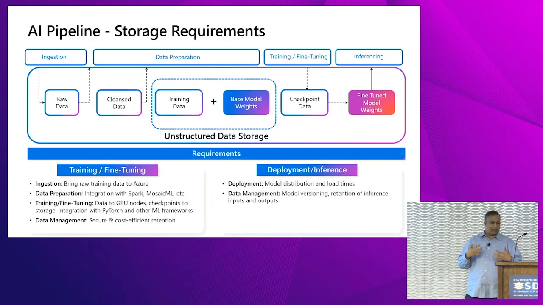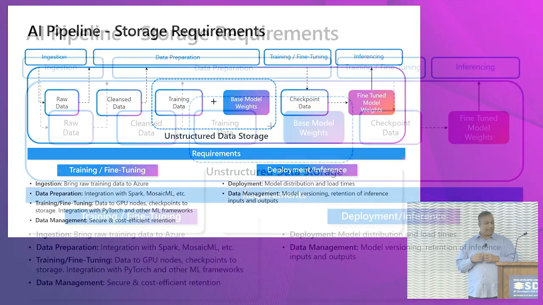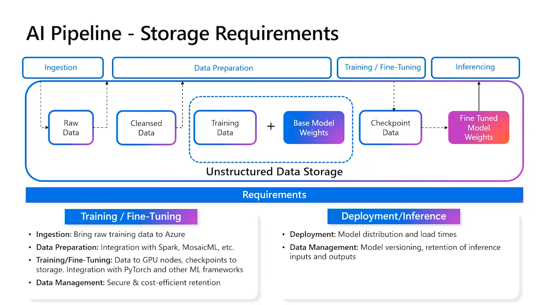Let's talk a little bit about what are the requirements for storage on these things. On the left side, the training and fine-tuning, I think really first, again, this says Azure, but you can look at it as any cloud. Bringing the raw training data, just ingesting it from wherever it is. It might be on premises, it might be coming in from these hybrid data sources where the data is being collected, let's say a manufacturing floor or something like that.